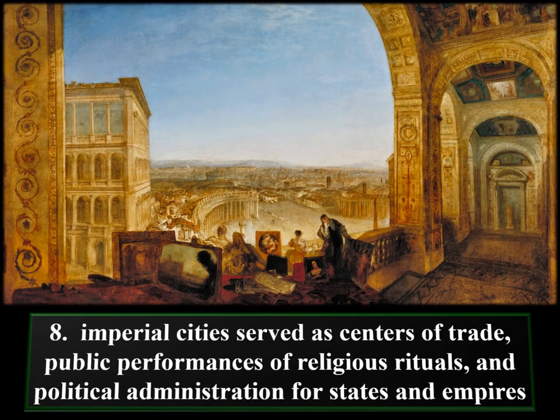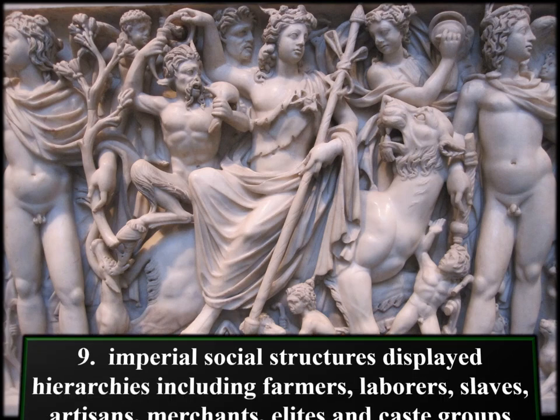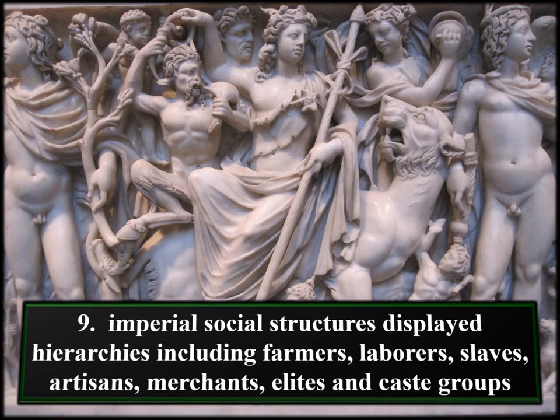Imperial cities served as centers of trade, public performances of religious rituals, and political administration for states and empires. The cities will become more and more important during the classical age due to the consolidation of power in these empires. Imperial social structures also displayed hierarchies, including farmers, laborers, slaves, artisans, merchants, elites, as well as caste groups in some areas, like India.